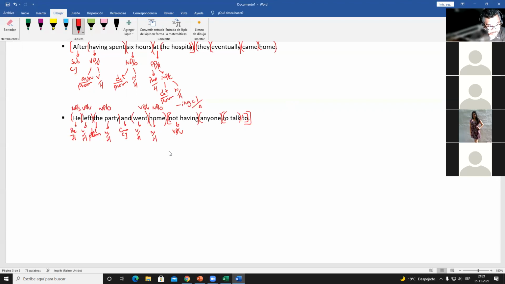And that's it, right? So not having is two things: a negative particle, please be careful with this, not is a negative particle, and having is the verb head. And then you can do the rest, right? I'm just going to add the noun phrase, object. Anyone is a pronoun, to talk to, and this is another non-finite clause. It begins with to talk, that's the verb phrase. Therefore, its name is to infinitive clause.